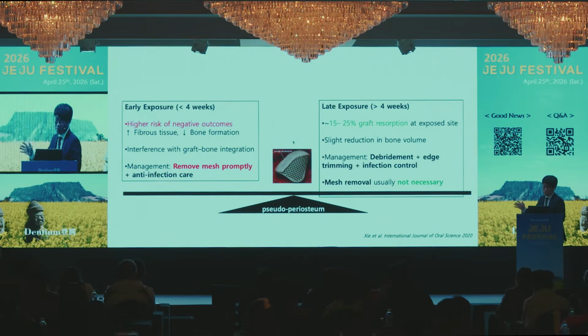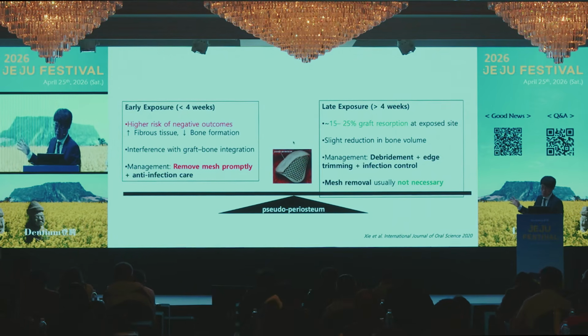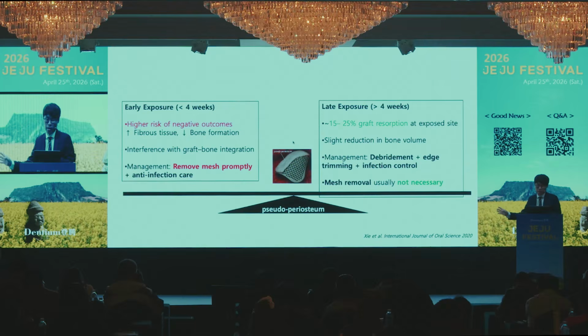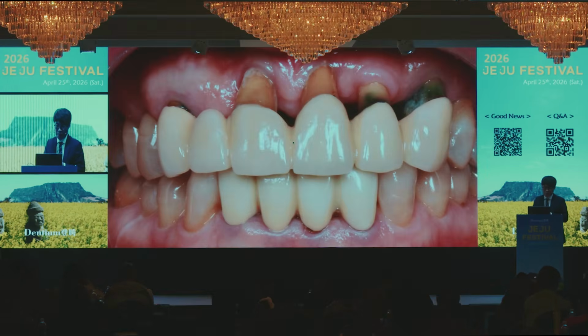If the exposure happens earlier, soft tissue can grow into the graft material through the mesh, which can compromise bone formation. In those cases, it's better to remove the titanium mesh. But if exposure occurs after about 4 weeks, a pseudo-periosteum has already been formed, providing some protection. So in that situation, complete removal is usually not necessary. Simple edge trimming is often enough. I'm going to show you. This is the last case of my presentation.